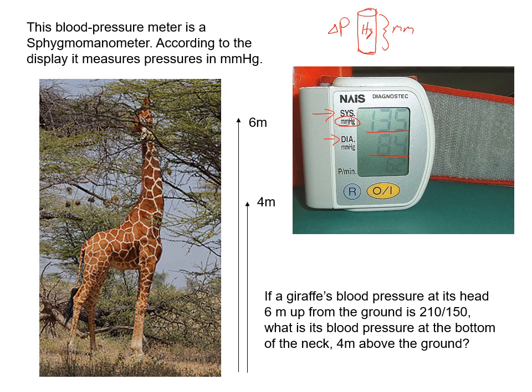If a giraffe's blood pressure at its head, 6 meters up from the ground, is 210 over 150, what is the blood pressure at the bottom of the neck, 4 meters above the ground? So they're giving us the pressure at the head up here, and they're asking us what is the pressure down at the base of the neck. You'll notice that this height difference is 2 meters, which is just a little bit taller than the average human. So a giraffe's neck is just as long as your entire body, so you can expect a similar pressure drop between the top of your head and the bottom of your feet.